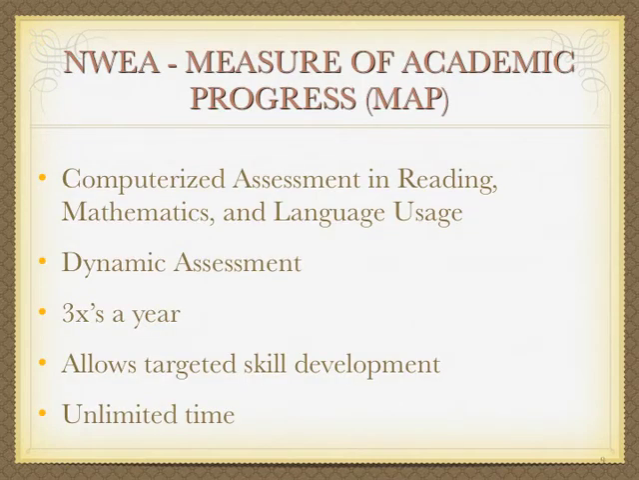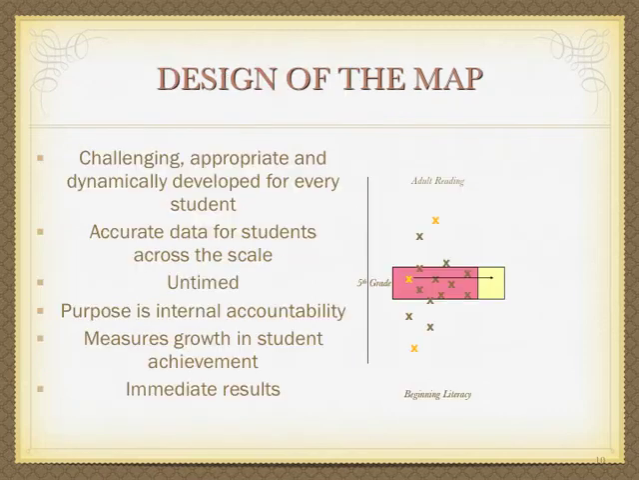When we look at the NWEA MAP, this is a computerized assessment. Unlike the AIMSweb Math Computation or the Reading CBM, it's untimed, and children have as long as they want to be able to answer the questions as they go through. It's a dynamic assessment, which means that it adjusts to the level of each child as they go through the assessment and really gives us some output data that allows us to target skill development.